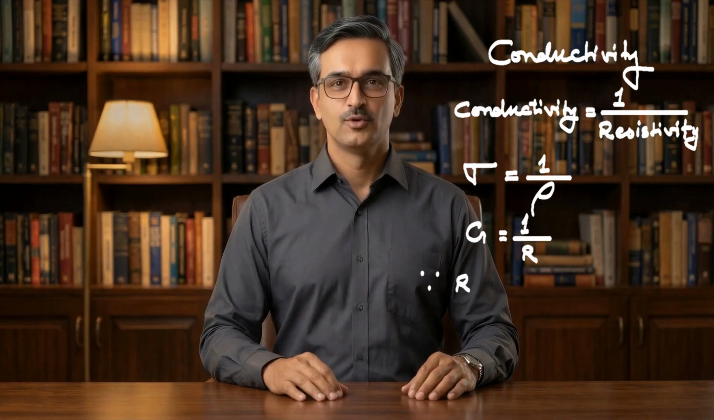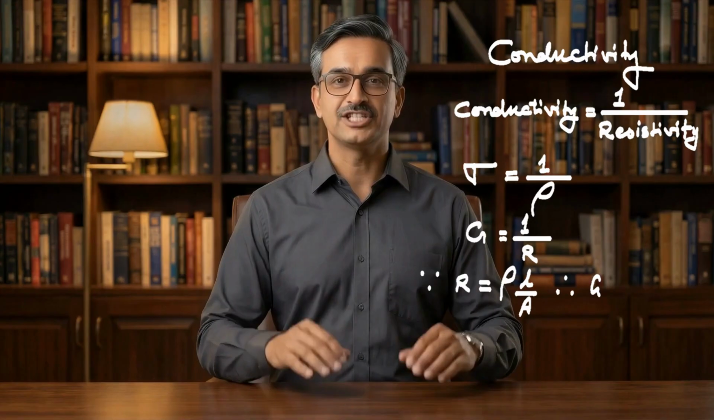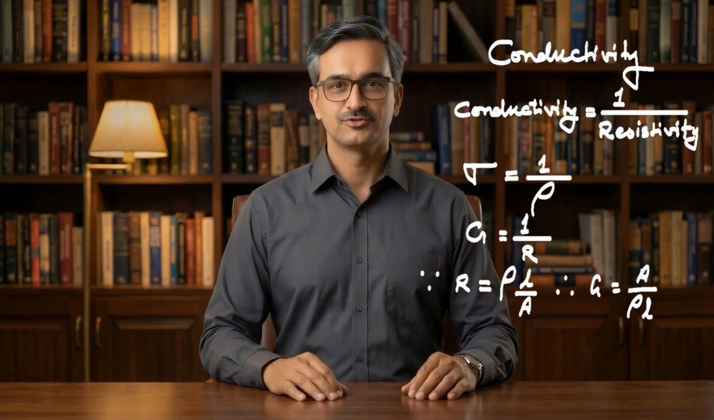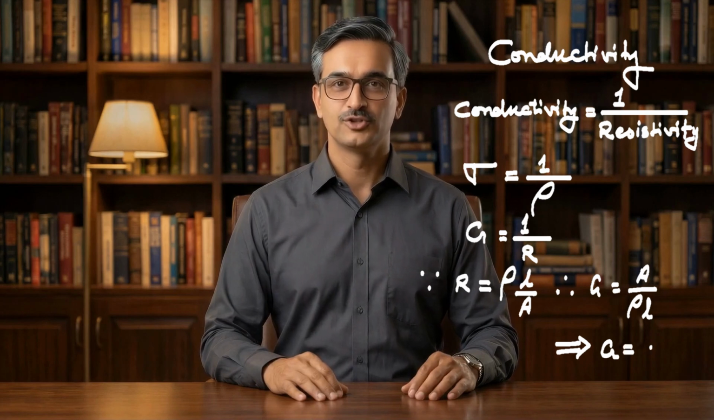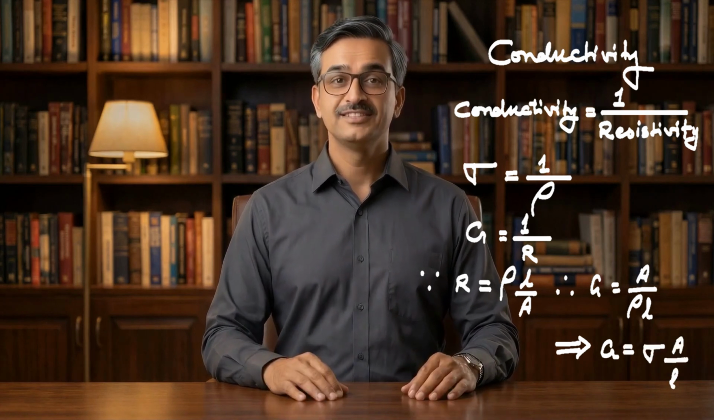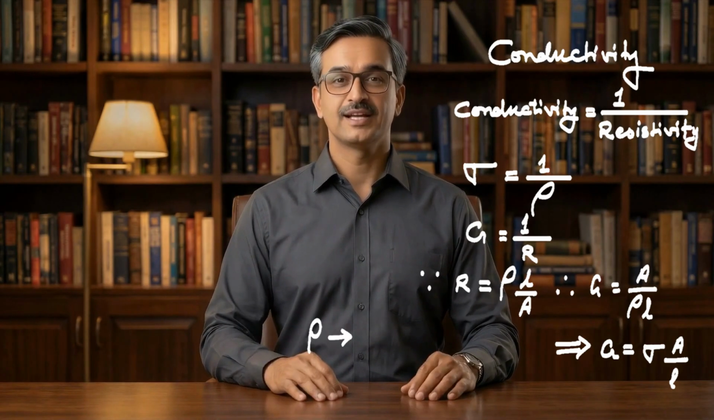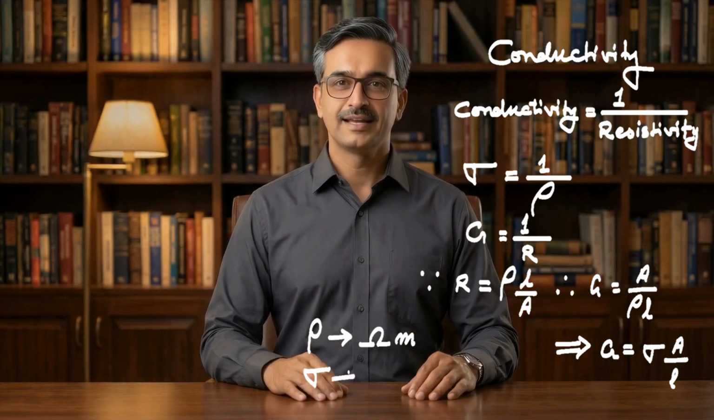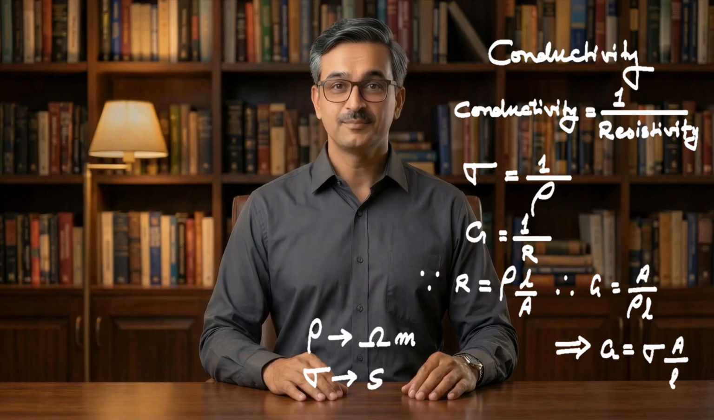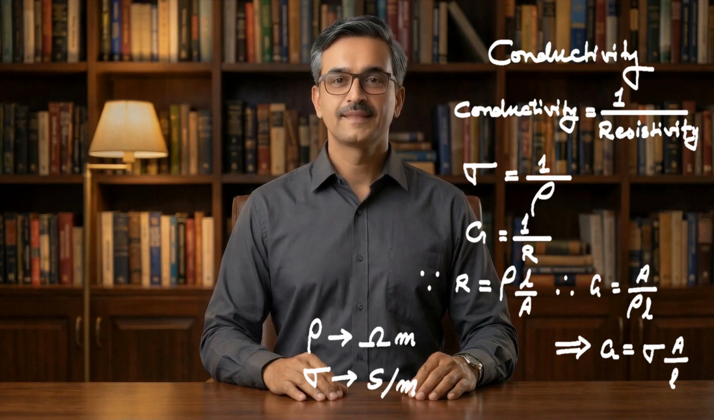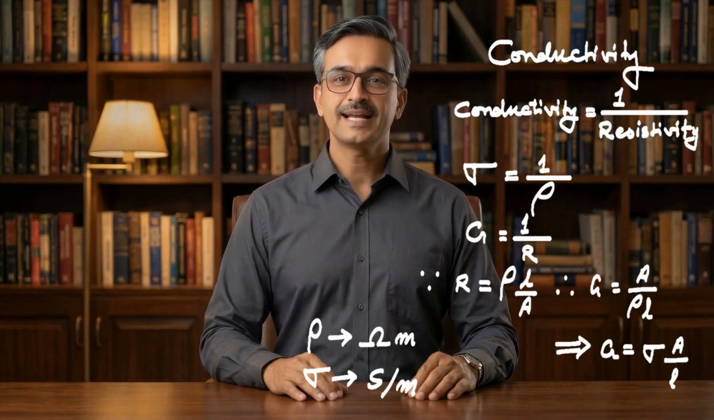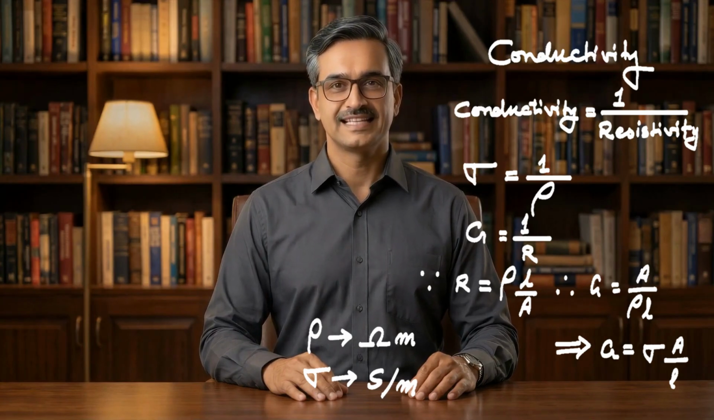Also, we know that G equals 1 by R. And since R equals rho L by A, we can write G equals A by rho L. So we can also say G equals sigma into A by L. Finally, what is the unit of conductivity? Since sigma is equal to 1 by rho and rho has unit ohm meter, so conductivity will have unit Siemen per meter, written as S per meter. So, to summarize, resistivity tells opposition to current, conductance tells ease of current flow, and conductivity tells how good a material is in conducting electricity. Hope you understood the concept clearly.